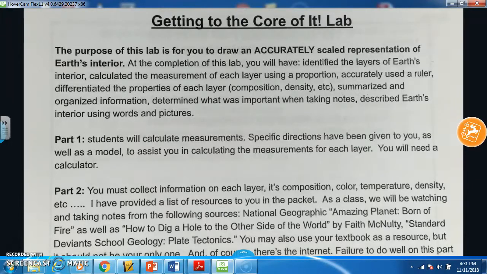The purpose of this lab is for you to draw an accurately scaled representation of Earth's interior. At the completion of this lab, you will have identified the layers of Earth's interior, calculated the measurement of each layer using a proportion, accurately used a ruler, and not just a ruler, but a metric ruler, differentiated the properties of each layer, their composition, and their density. They're all different. And summarized and organized information, and determined what was important when taking notes. And finally, you will have been able to describe Earth's interior using words and pictures.